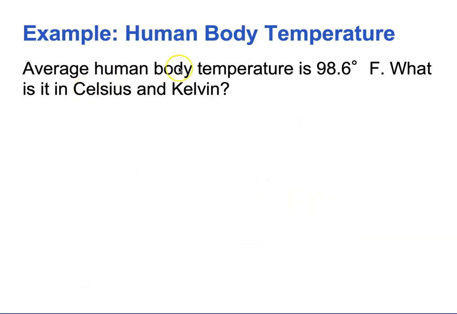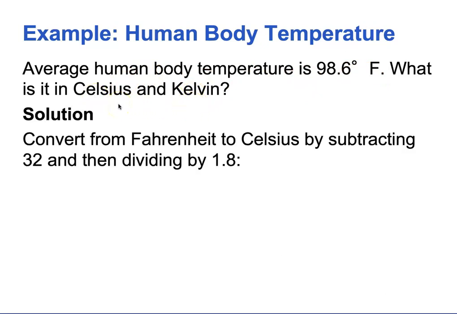All right. So we're going to talk about human body temperature. Average human body temperature is 98.6 degrees Fahrenheit. They want to know what it is in Celsius and in Kelvin. So you're going to get 2 different answers here. You're going to convert Fahrenheit to Celsius, and then you can convert Fahrenheit to Kelvin, or convert what you had in Celsius to Kelvin, whichever is easier for you.